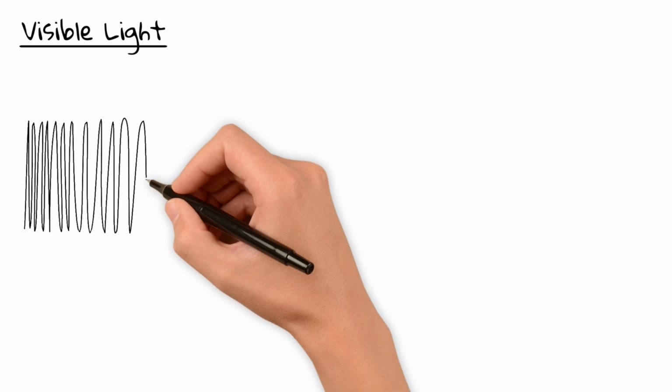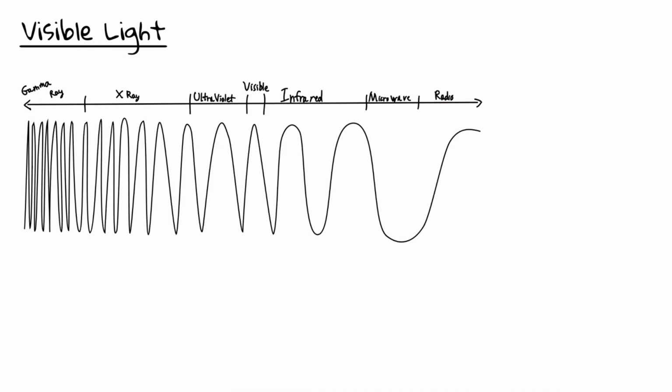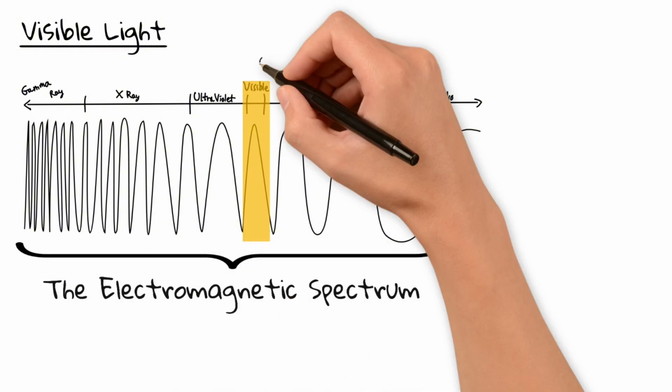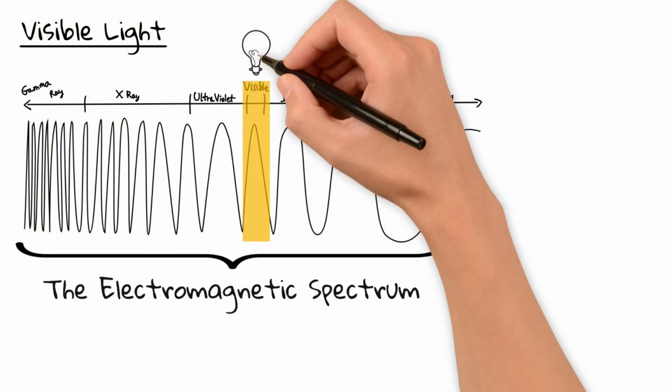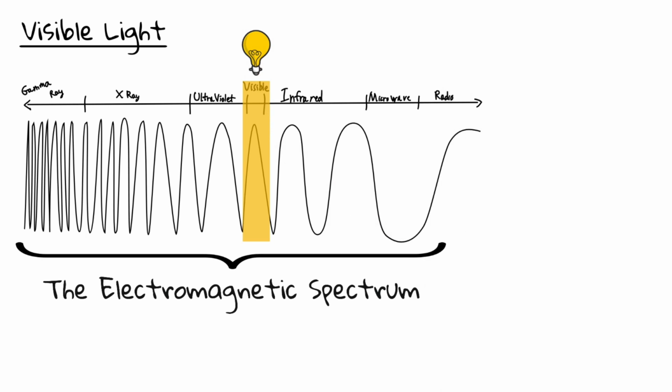When we think of light, we usually think of the stuff we can see, red, orange, yellow, all the way to violet. But visible light is only a tiny part of the electromagnetic spectrum. There are many other types of electromagnetic radiation, most of which our eyes can't detect, but we interact with them every single day.